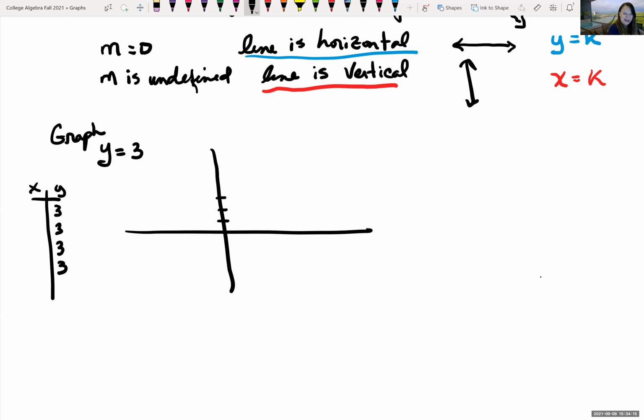So it doesn't matter what x is, because technically we can think of this, if it helps you, as plus 0x, right? Anything we plug in for x, we're still going to get that y value of 3. So if I plug in 1, 2, -1, doesn't matter, 0. When x is 0, y is 3. When x is 1, y is 3. X is 2, y is 3. Any x value, y is 3.